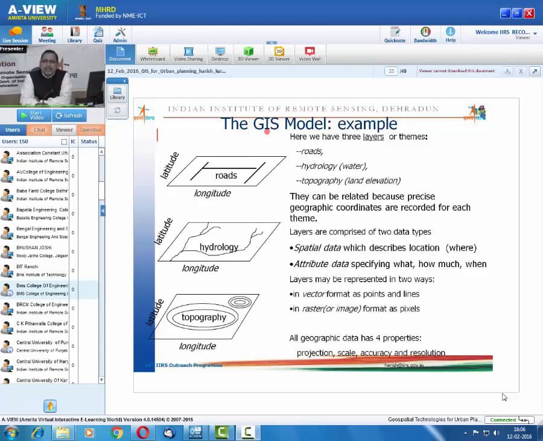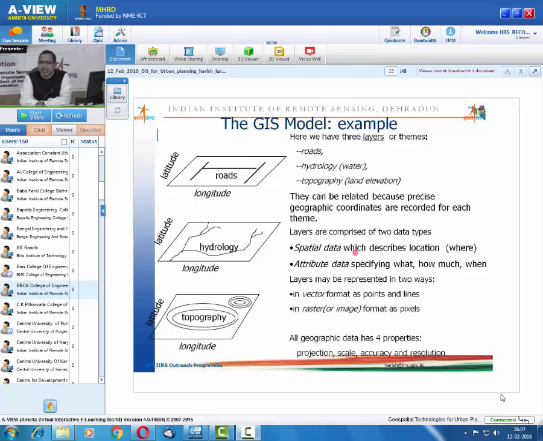Now let us try to understand the GIS model in detail. Some examples you can see here. Suppose this particular piece of land, here I am just representing with longitude and latitude. Within this latitude and longitude, I have the road features, and the road feature in general is represented by a line. I can also represent hydrology, for example water, river, drainage, as a line, and topography like your contour lines. These also can be represented as lines. So this is one typical example of representing line features or line layers in your GIS. Then you have the hydrology. For example, if you are representing hydrology, you can see here continuous drainage lines or maybe river boundaries. And then topography, like contour lines. These can be related because precise geographic coordinates are recorded for the earth themes.